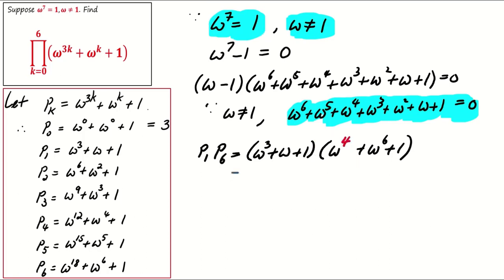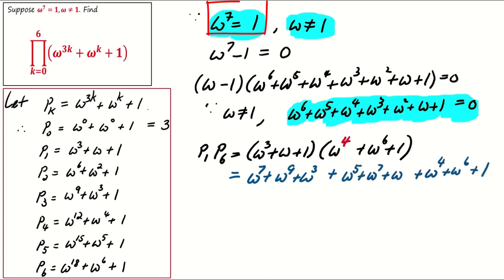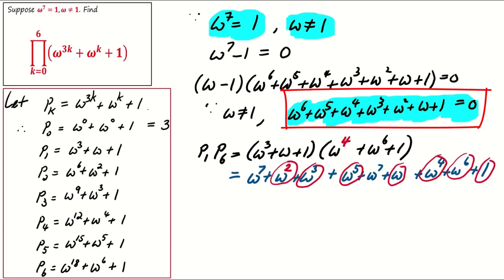Expanding it carefully, we obtain the following. Again, omega to the power 7 equals 1 implies that omega to the power of 9 equals omega squared. So we change it as well. You'll notice that we now have the terms from omega to the power 6, omega to the power 5, all the way to omega and 1, which sum up to 0. So the product of p_1 and p_6 is 2.